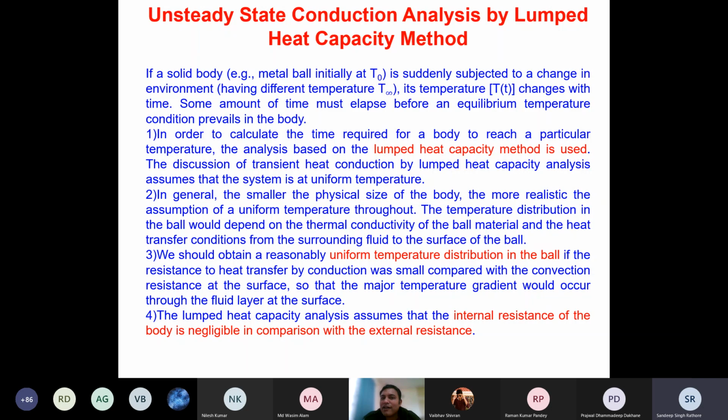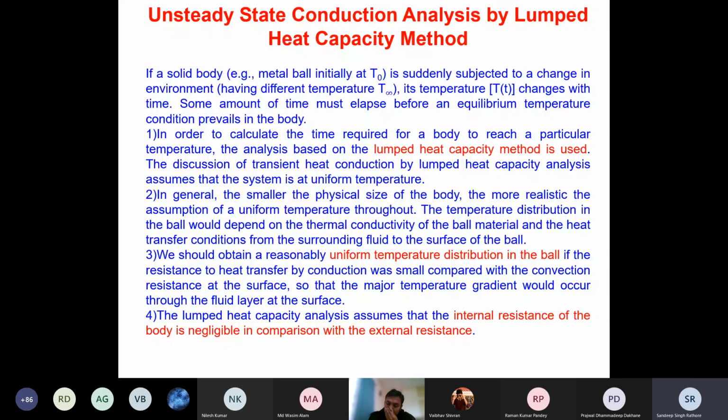Now, so far we were talking about unsteady state heat conduction. Unsteady state heat conduction means that the temperature is going to vary with respect to time, so the equilibrium temperature profile is yet to be achieved.